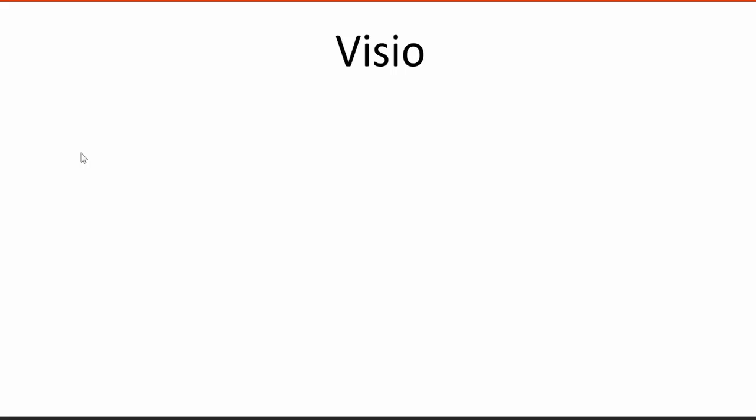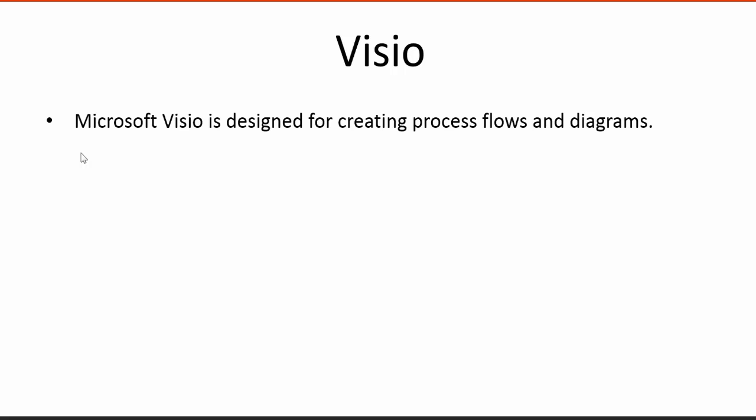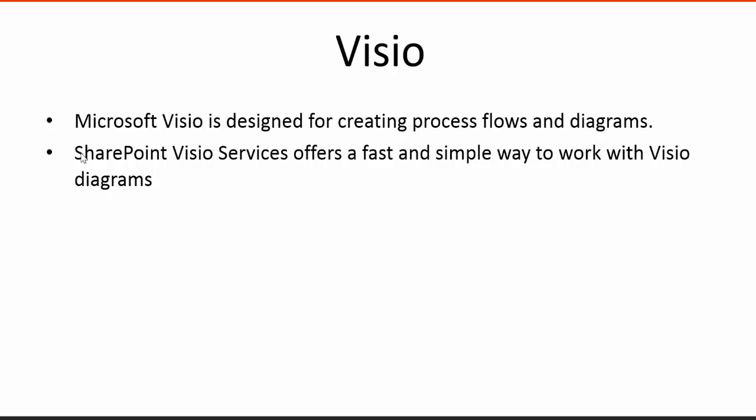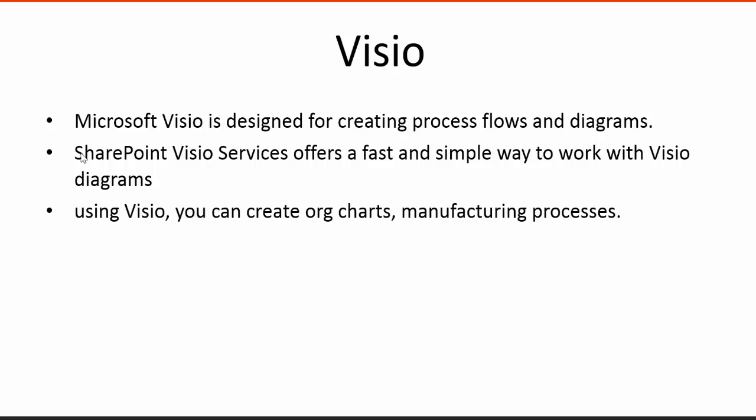And the next important service is Visio. Microsoft Visio is actually part of the Office bundle. It allows you to design and create process flows and diagrams. SharePoint offers this in SharePoint Online and even on-premises, but since we are speaking about SharePoint Online, which is part of Office 365, there's the SharePoint Visio service, which offers a fast and simple way to work with Visio diagrams over SharePoint Online and Office 365.